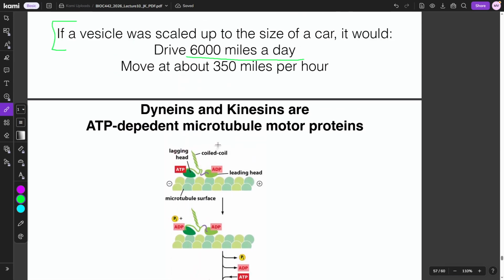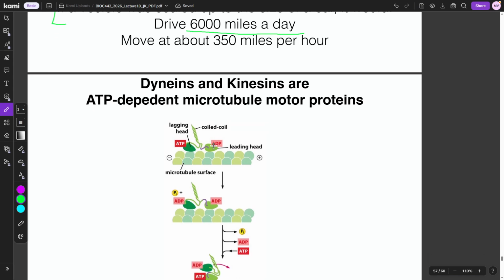So dyneins and kinesins are ATP-dependent microtubule motor proteins. They aren't made of microtubules, but they only walk properly on microtubules, really. There are always exceptions, but they generally only work on microtubules. It's basically got two legs and a body, and the body connects directly to a vesicle that it's carrying. You can imagine that it's carrying a big vesicle up here, and then these legs are basically walking.